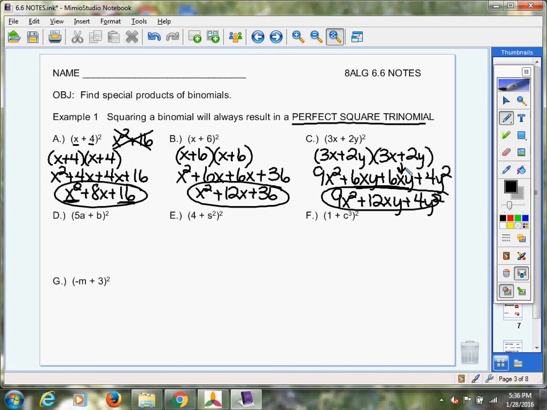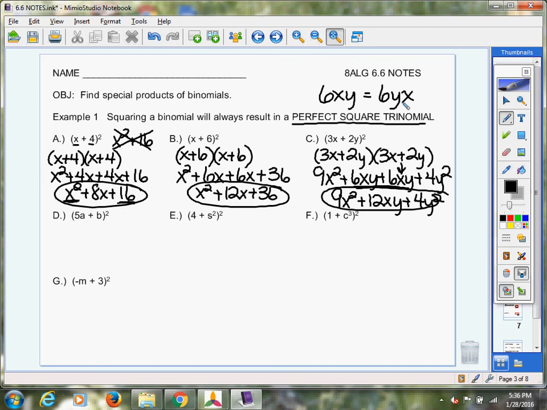The reason I advised you to write your letters alphabetically in that inner term is because a lot of students don't recognize that 6xy is the same thing as 6yx. Most students kind of overlook that and they think, no, that can't be the same, when it actually is. And so if you write them in alphabetical order, you won't overlook that and you won't make that mistake, I think.